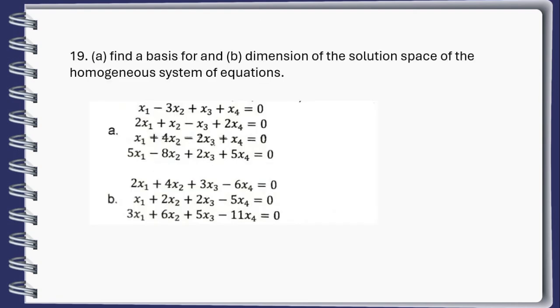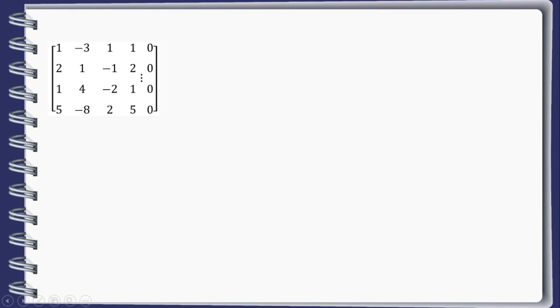So now let's have our last item, which is item number 19. In here, we're going to find a basis for and the dimension of the solution space of the homogeneous system of equations. Here we pick letter A. So we set our augmented matrix and use elementary row operations to convert the matrix into reduced row echelon form. Notice we already have our first pivot entry.